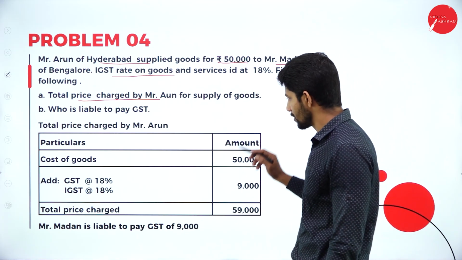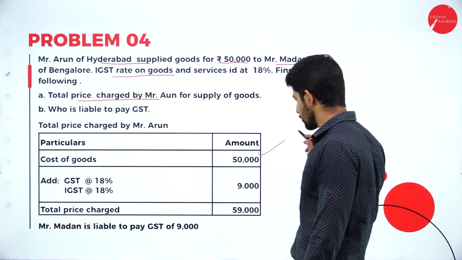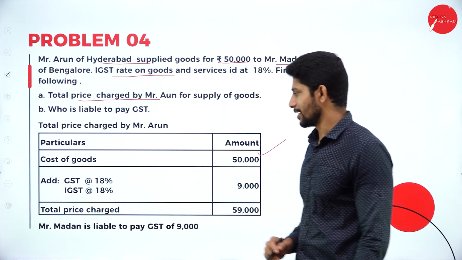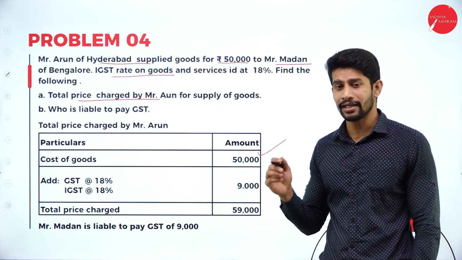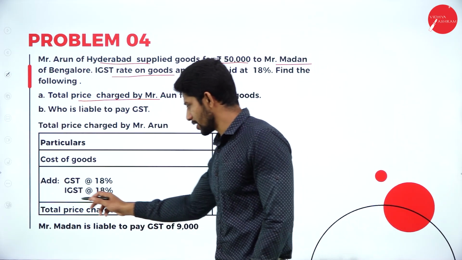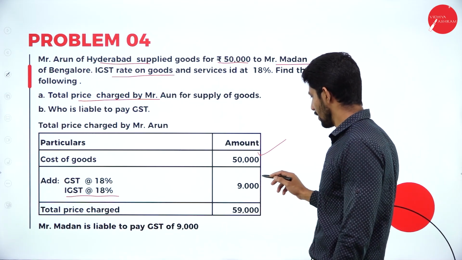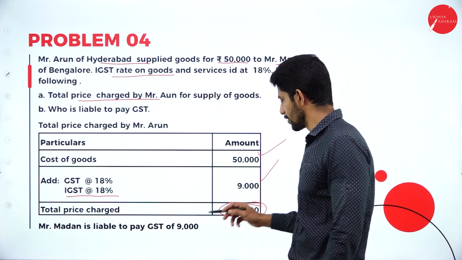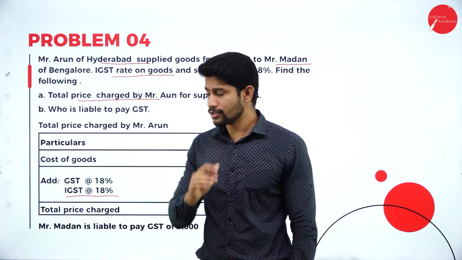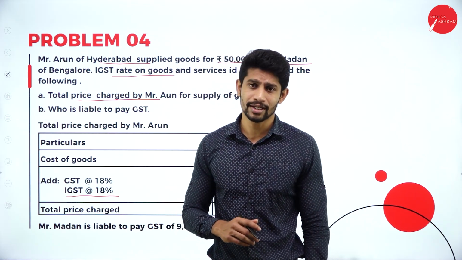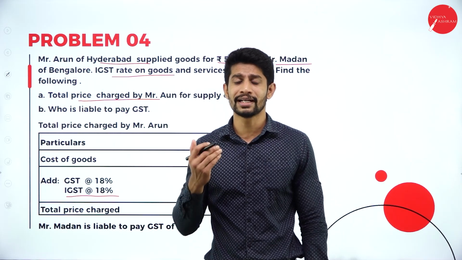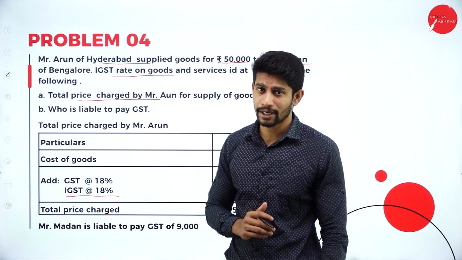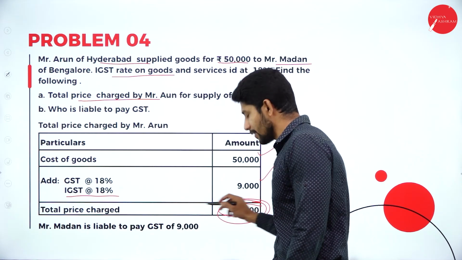Okay. So now particulars, amount. So cost of goods. What is the cost of goods? Yes, it is rupees 50,000 and add GST. So what is the rate of GST? 18%, and here we are considering only the IGST of 18%. So 9,000. Total price charge is how much? 59,000 rupees. So here the value is rupees 50,000 and the rate of GST is 18%. If you compute 18%, you will get 9,000 and 9,000 is the total GST payable and the total value of supply is how much? It is rupees 59,000.